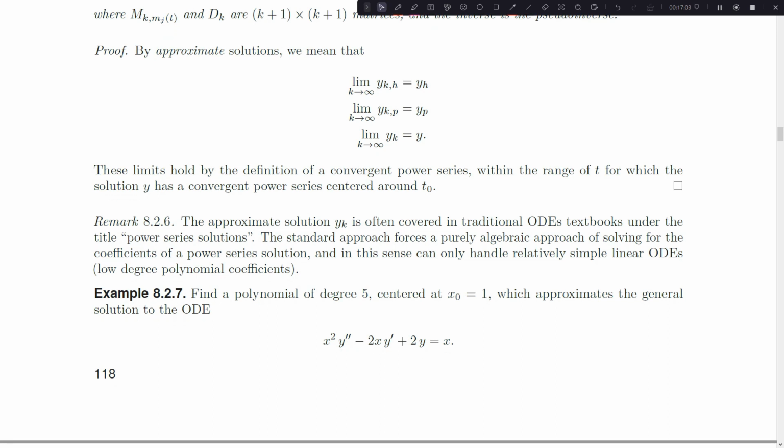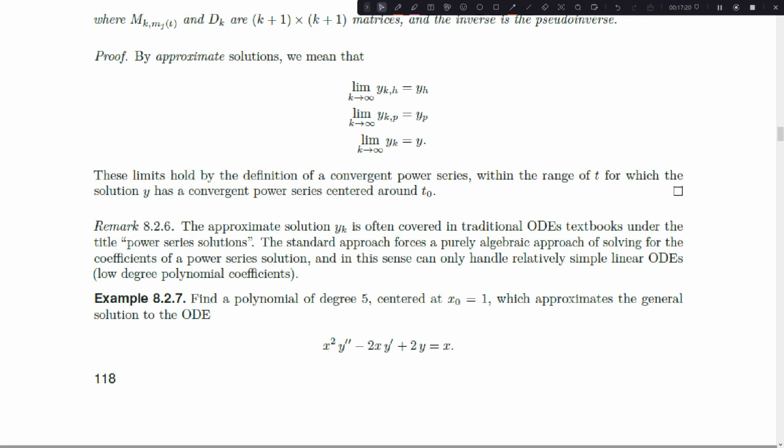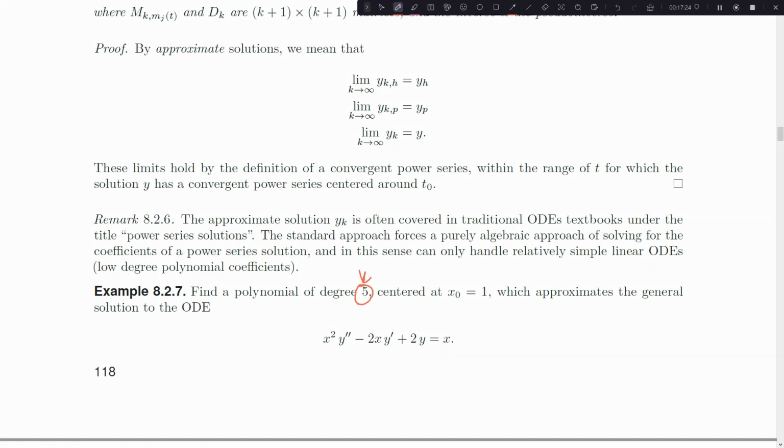Okay, so let's actually do the example that comes up, because otherwise you're all going to be scared about how to do this, since maybe it's not so clear how we do this in practice. So here's a nice example. It says find a polynomial of degree 5. I want to interpret that as k is 5. So k equals 5, centered at x naught equals 1, which approximates the general solution to the ODE: x squared y double prime minus 2xy prime plus 2y equals x. This is an equation of Cauchy-Euler type, so you already know how to solve it, but I want to see that you know how to approximate it using the truncated power series transform.